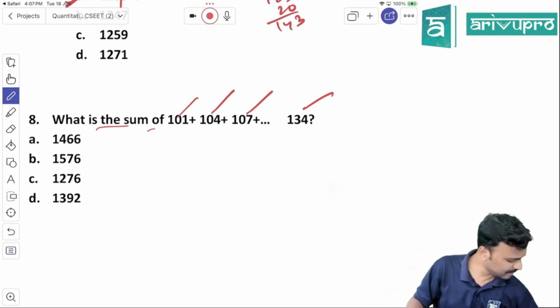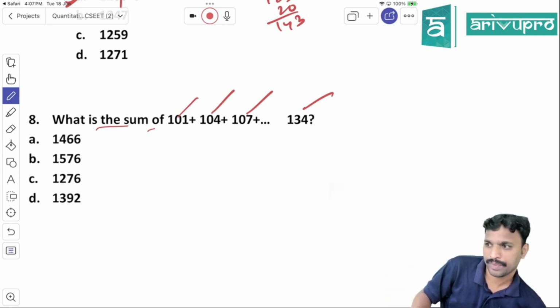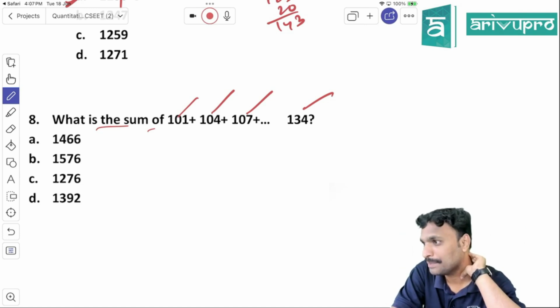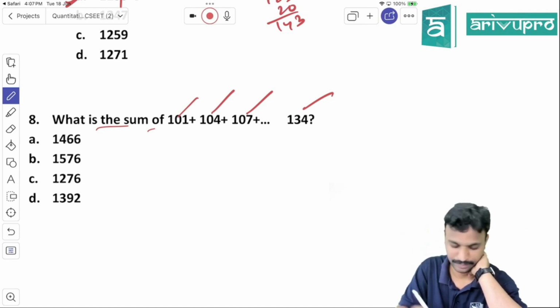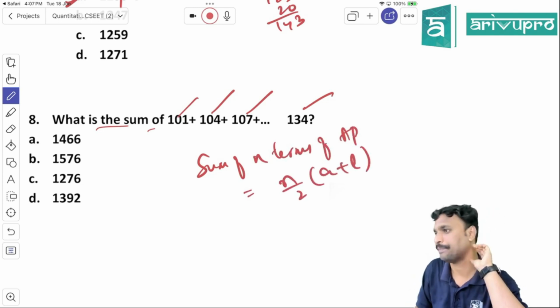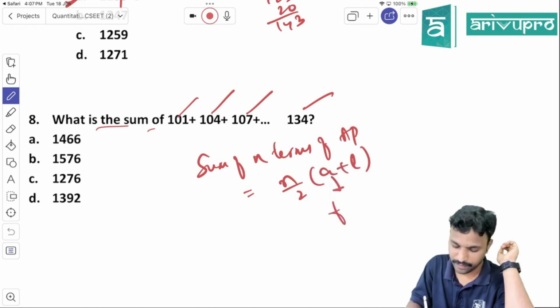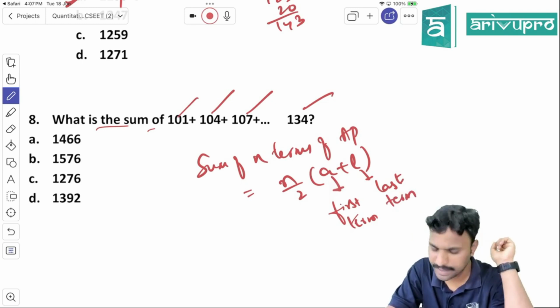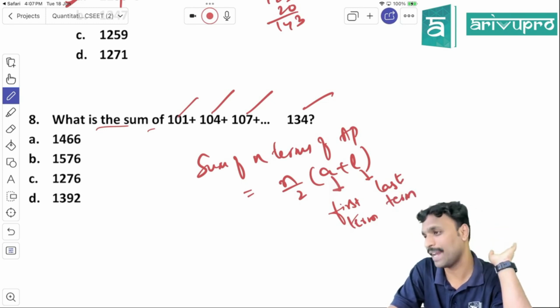Do you know what is the sum of an arithmetic progression? Sum of n terms in arithmetic progression? Remember? Sum of n terms of AP is n by 2 into a plus l. What is a? First term. What is l? Last term. What is n? Number of terms. Please understand how to find n now.